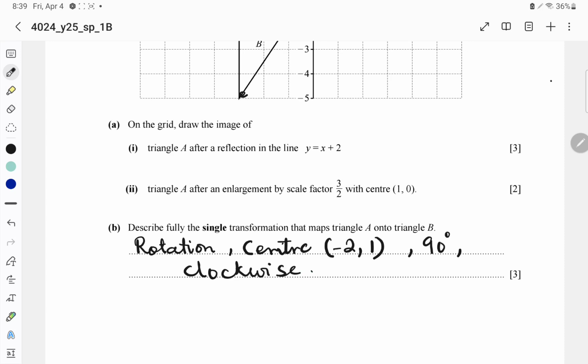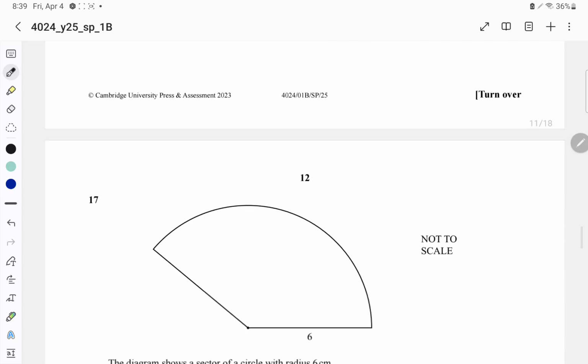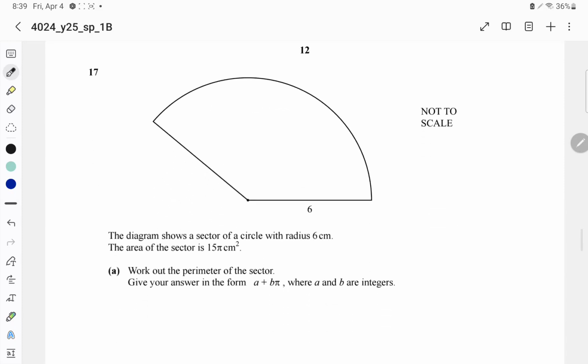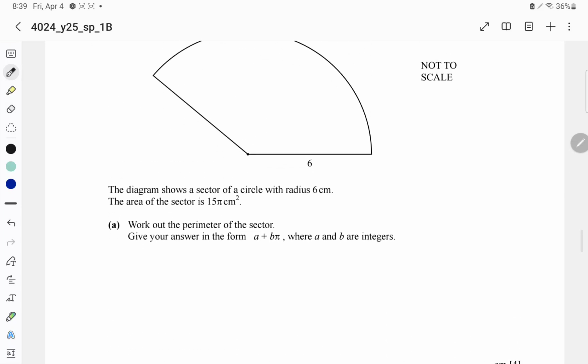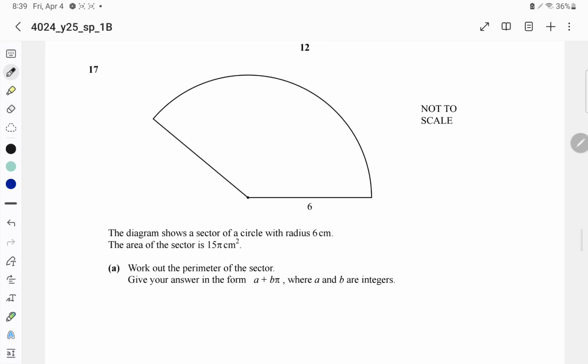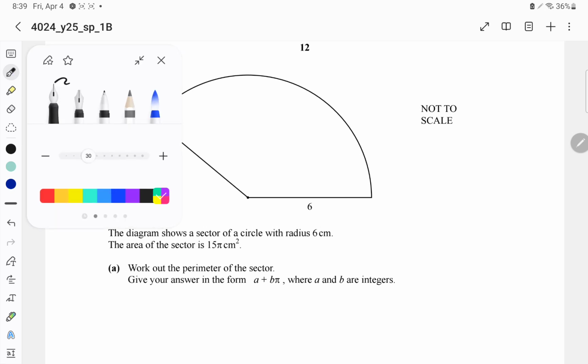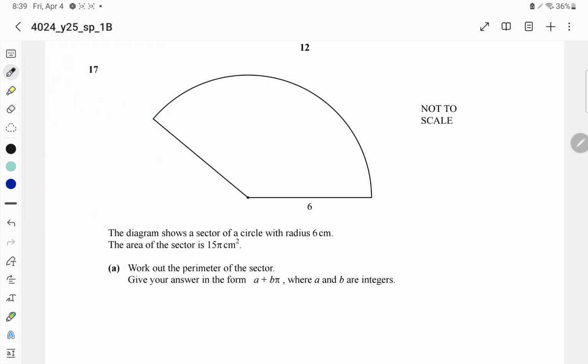Alright, so I hope you understood this question of transformation as well. Question number 17. It's a 4-mark question. The diagram shows a sector of a circle with radius 6. The area of the sector is 15 pi. The perimeter is required. Before finding the perimeter, we want to know the angle with the help of the area of the sector.